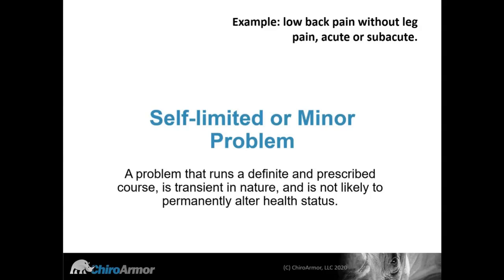A self-limited or a minor problem is a problem that runs a defined course or prescribed course of treatment. It's transient in nature. It's not likely to permanently alter their health status. So an example of this would be low back pain without leg pain. It could be acute, it could be subacute, but it's an easily resolvable problem. It's self-limited. It'll run its course. We treat it, and it's resolved, and the patient's happy, and they move on with their life.